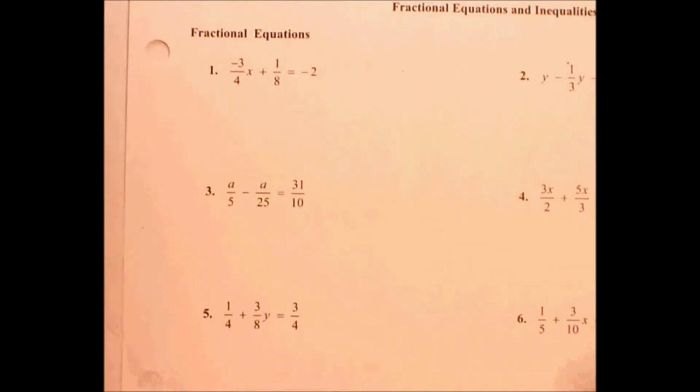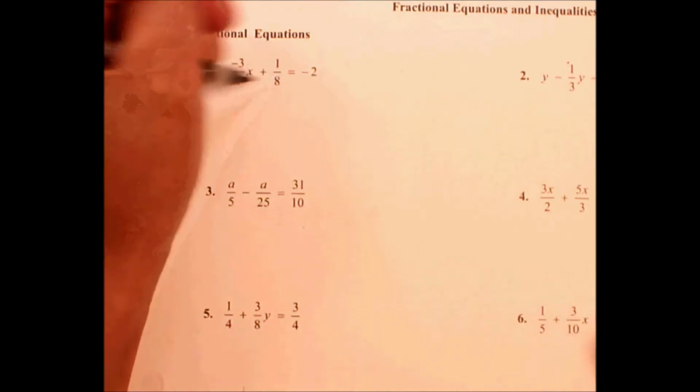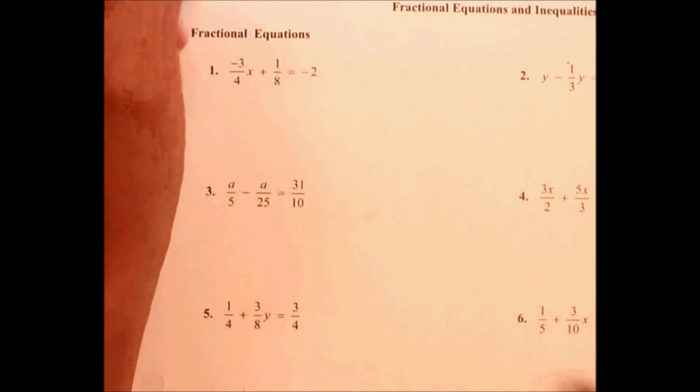In order to solve this equation, the easiest thing to do instead of working with the fractions is to eliminate the fractions by multiplying by a least common denominator. In this case, our least common denominator would be 8. So usually you go with the largest number. Now this one I'm going to work on a separate sheet of paper so you can see it better. So for number 1 we have negative 3/4 x plus 1/8 equals negative 2.